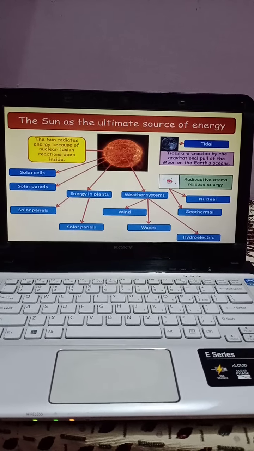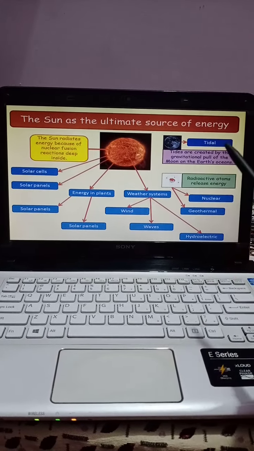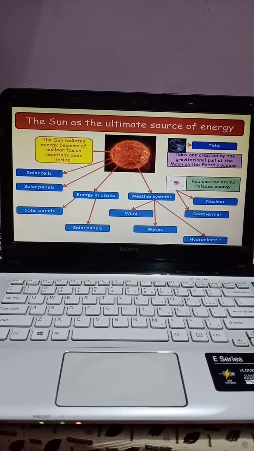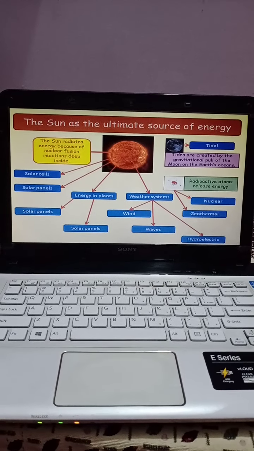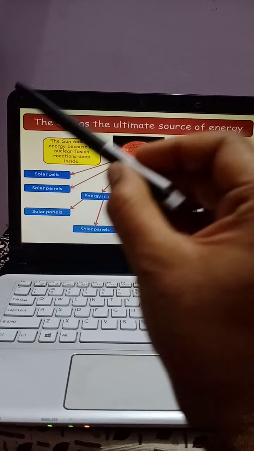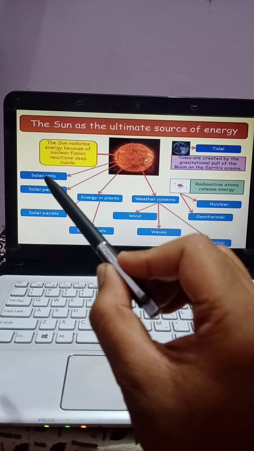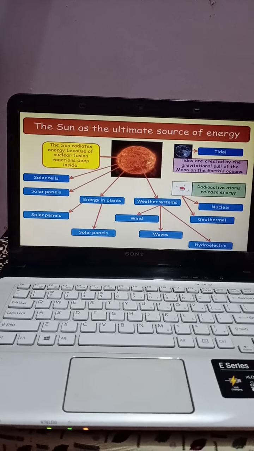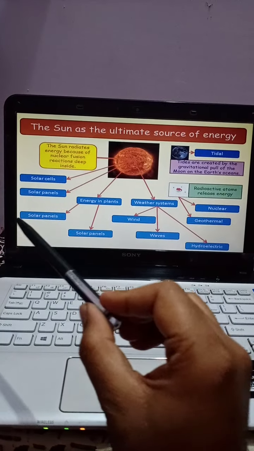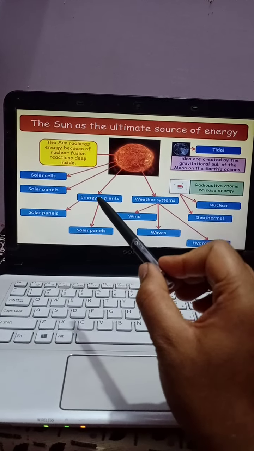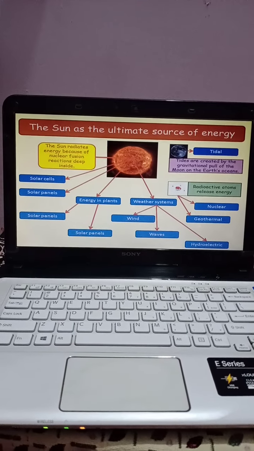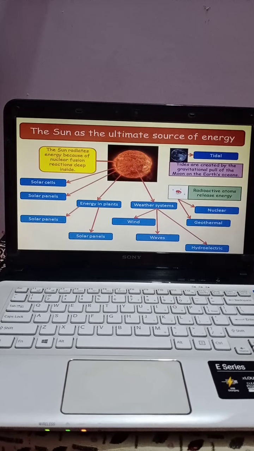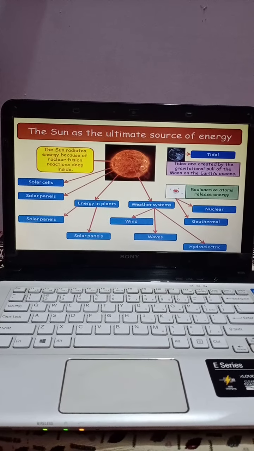Here you have different examples. One example is tidal energy, which is created by the gravitational pull of the moon on the earth's ocean. Then next we know about solar cells, which give us electricity, which is also given by the sun's radiation. Then plants also use sun energy for the photosynthesis process. There are many different examples which prove that the sun is an ultimate source of energy.